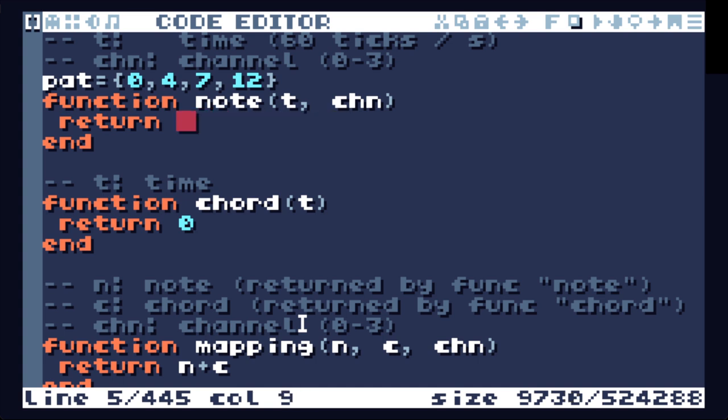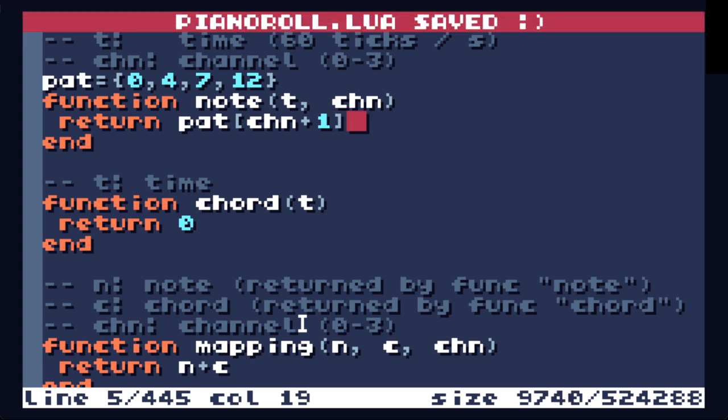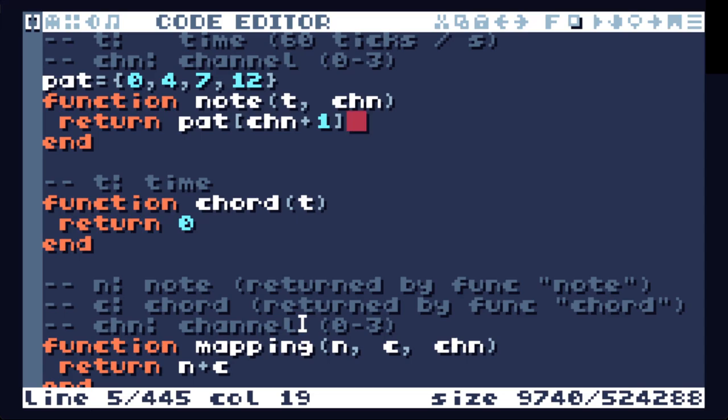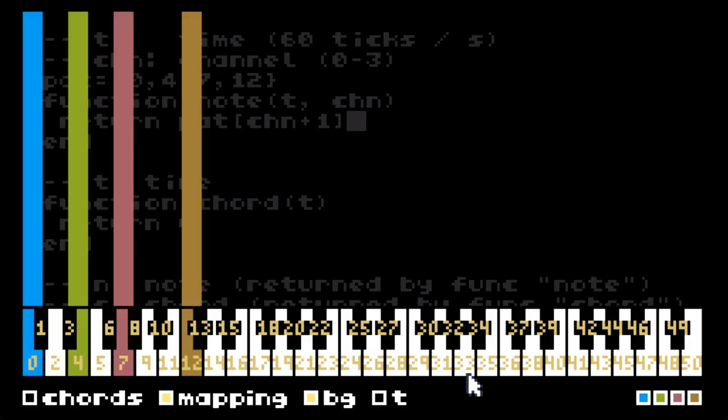And then we're gonna play, based on the channel, we're gonna pick one of the elements from here. So we're gonna say chan, and because Lua tables start indexing from 1, we add 1 to the channel, and we get a C major chord.